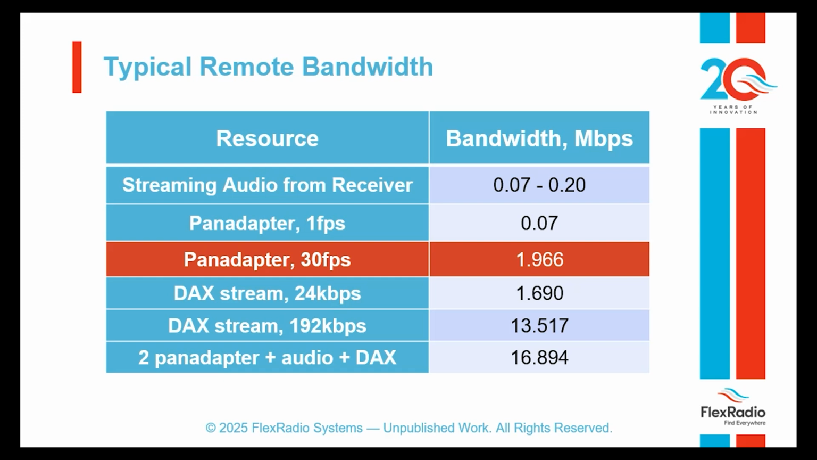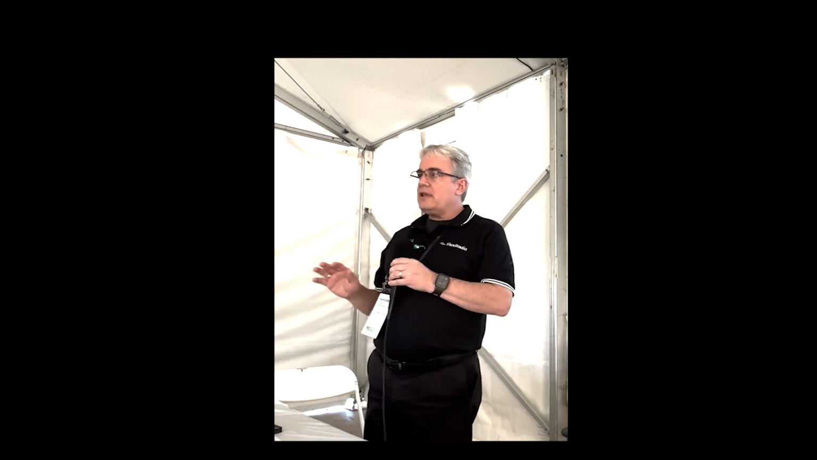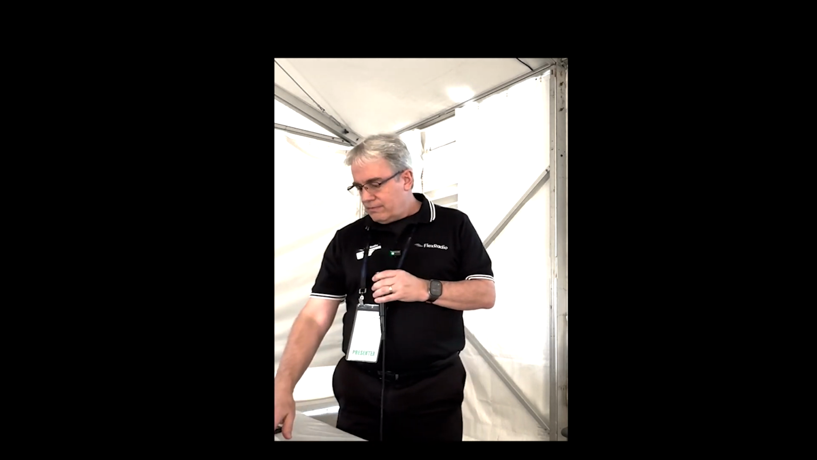So if you're on a very bandwidth limited connection like a cell phone, you can do that. You can also turn up the pan adapter and turn on DAX streams and all kinds of stuff and run the bandwidth between the radio and the computer up to 20 or more megabits if you're operating locally and you want to do all that and see everything. But it is completely under your control how much bandwidth you use.